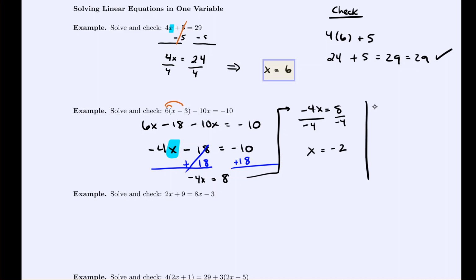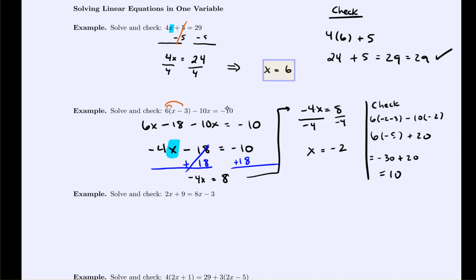Now we'll check our work. I'm going to plug negative 2 in for each x in the original expression, so 6 times negative 2 minus 3 minus 10 times negative 2. Let's see what that's equal to. That's equal to 6 times negative 5. 10 times negative 2 is negative 20, minus a negative would become a positive 20. Negative 30 plus 20 equals 10.